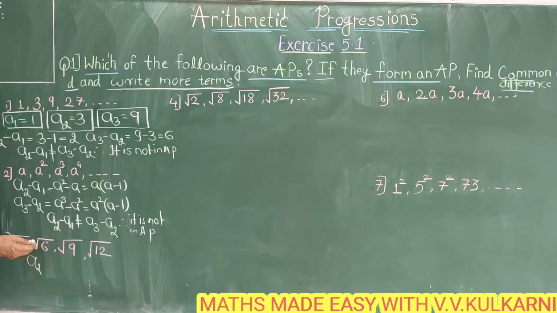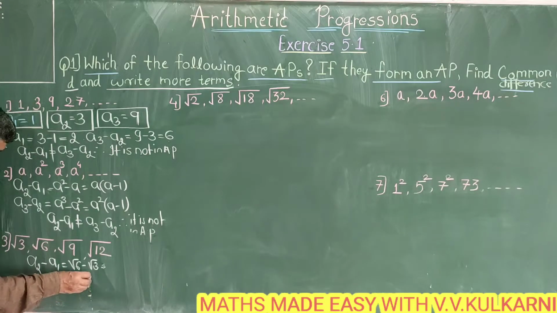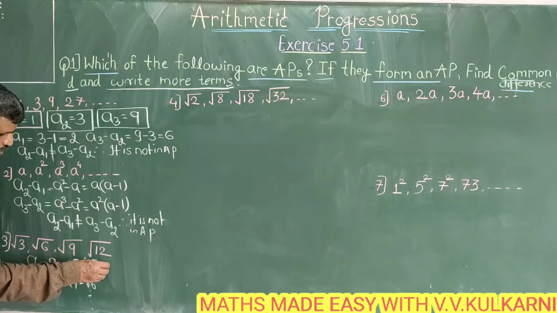Similarly, even if I don't tell you, you can say very easily, sir, root A2 minus A1 is root 6 minus root 3, and next, A3 minus A2 is root 9 minus root 6. Don't say root 6 minus root 3 is root 3.